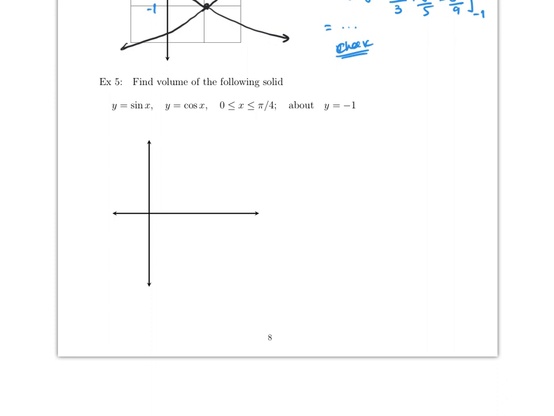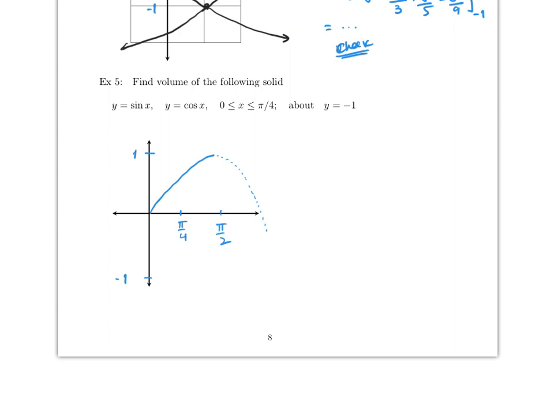So here you need to do the graph first. Let's say this is pi over 4. This is pi over 2. And let's say this is 1, so therefore minus 1 is somewhere here, okay? So let's say first you want to do the graph for sine. Remember, the graph of sine looks like this. When it gets to pi over 2, it becomes 1, and then it keeps going this way because you're only going from 0 to pi over 4. So you're only doing this much, 0 to pi over 4.